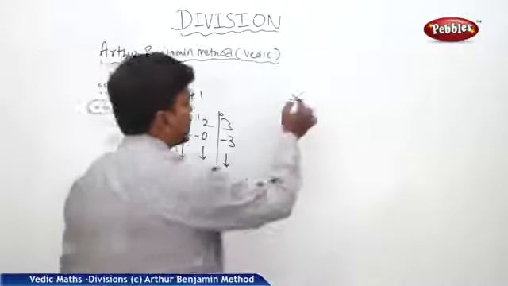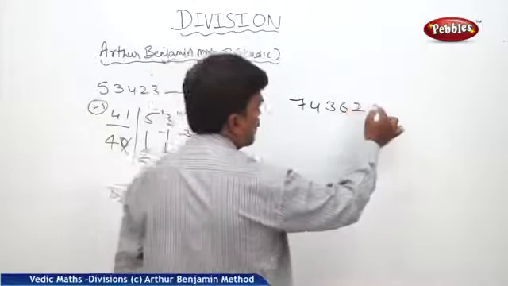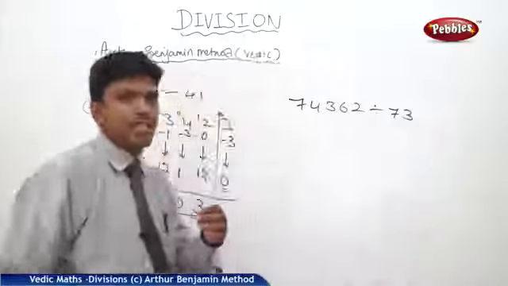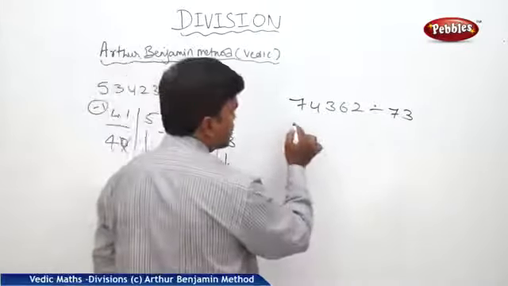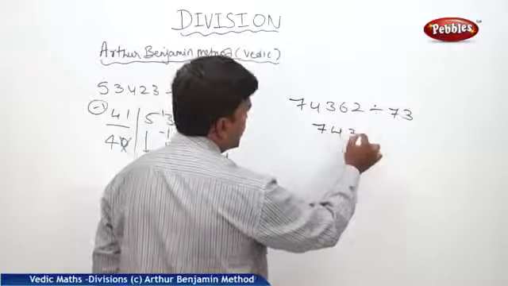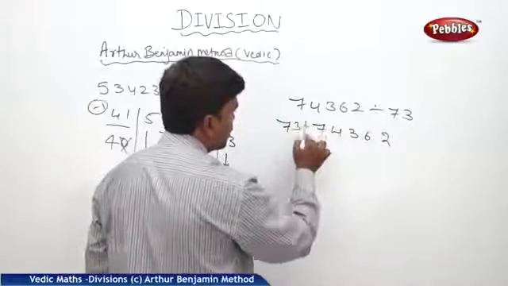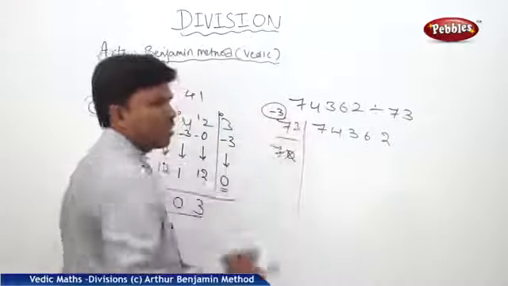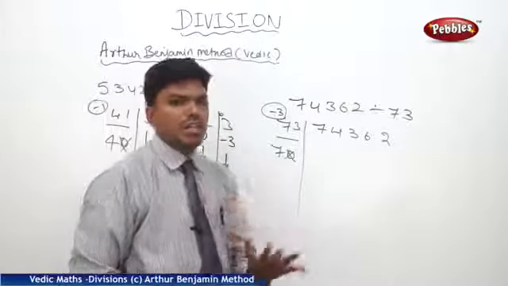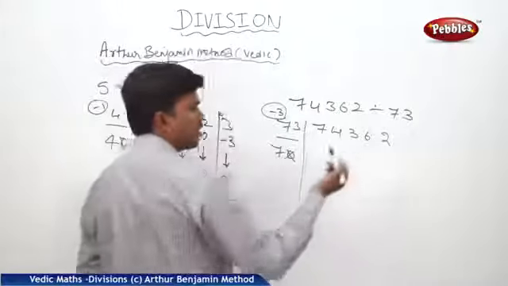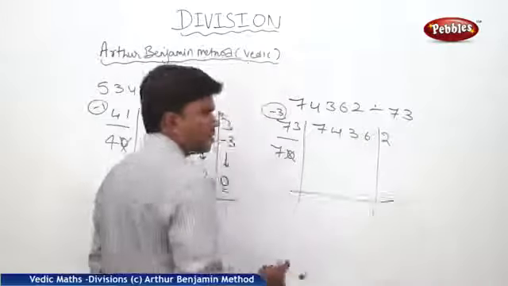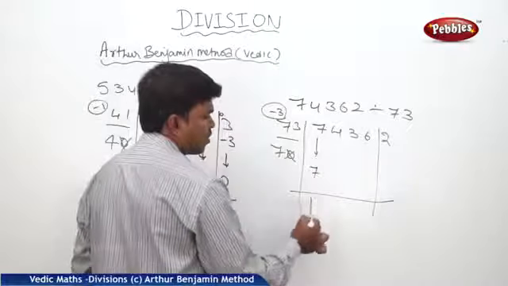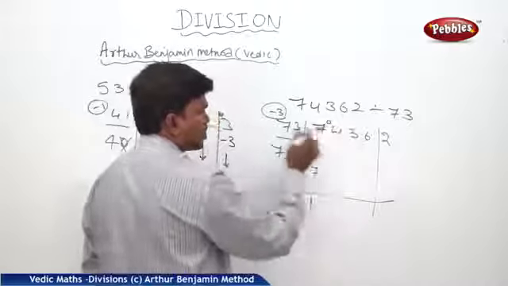Let us take one more example. 74362 divided by say 73. I want to divide this number by 73. Check here. 74362 by 73. The nearest tens is 70 and the complement is minus 3. Why? Because I am subtracting 3 from 73 to get a round figure, nearest to tens. Now leave the rightmost digit for the remainder. Now take first digit 7. How many times it goes? 1 time. What is the remainder? 0. 1 into minus 3, minus 3.